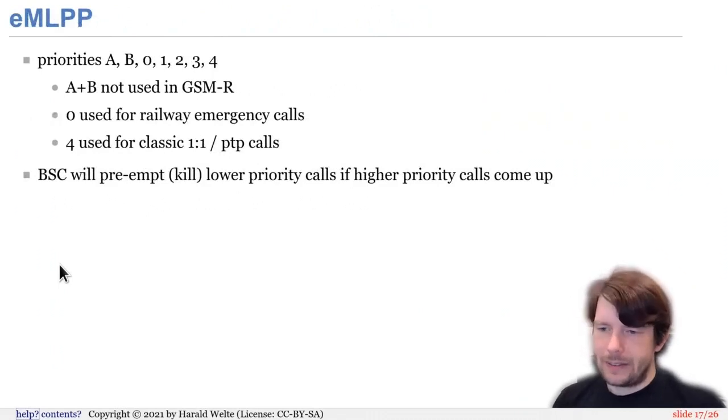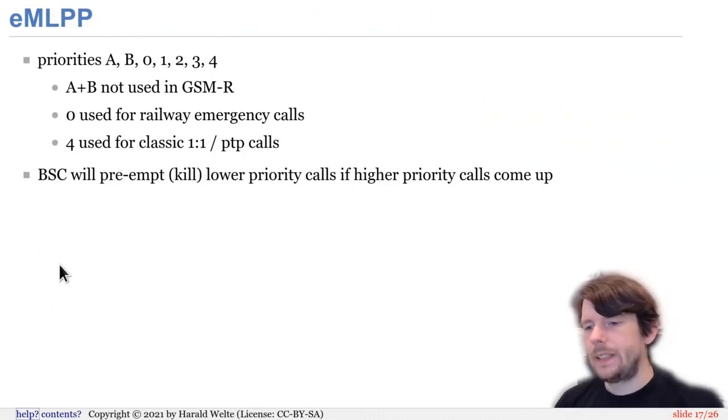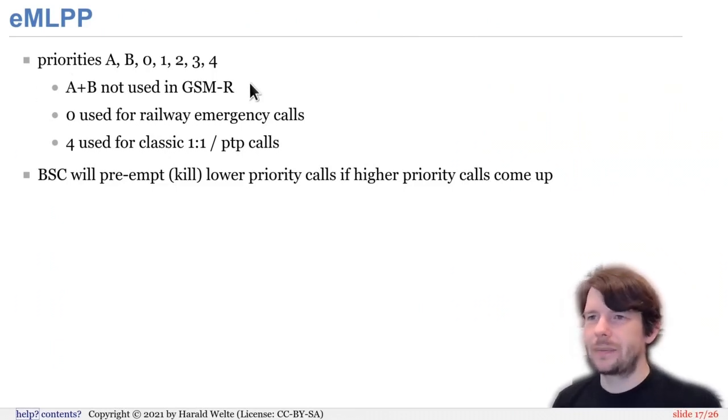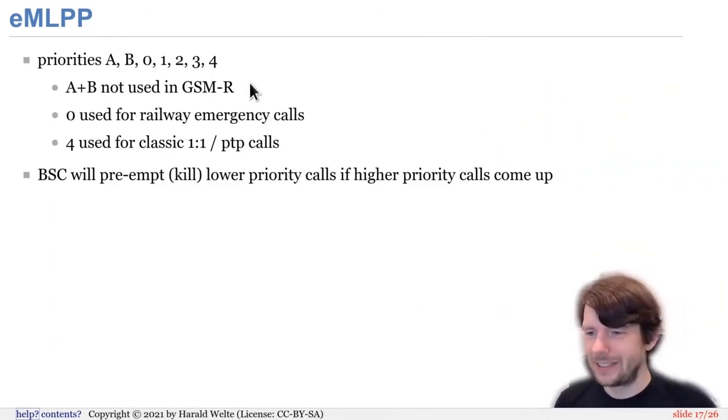So one other aspect is this eMLPP, the enhanced multi-level precedence and preemption. It is divided into priorities. It's quite interesting that they're in order. So A is the top priority, followed by B, and then 0 to 4. Not sure why they couldn't use 0 to 6 in this example. A and B are not even used by GSM-R, so those probably have been put in there in case you want to have police or something that has an even higher priority than railway. So reserved for that. And then 0 is used for railway emergency calls, which, by the way, are different from normal emergency calls in GSM.